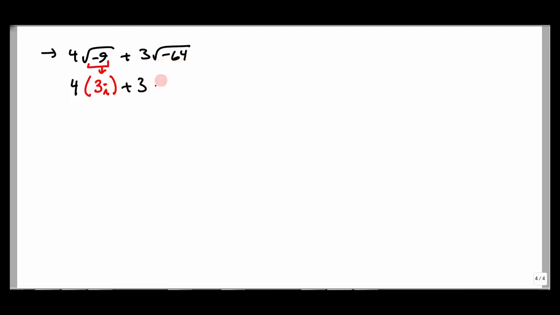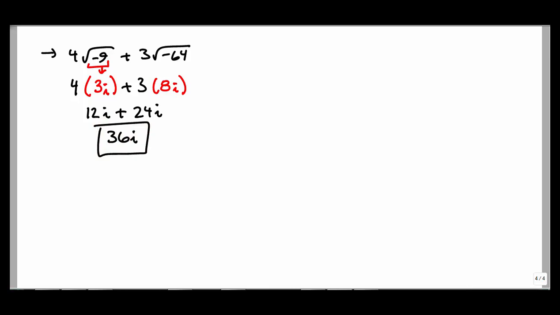Similarly, square root of 64 is 8, square root of negative 1 is i. So 4 times 3 is 12i, 8 times 3 is 24i, 12 plus 24 is 36i. So some of these that you run across are going to be pretty straightforward.